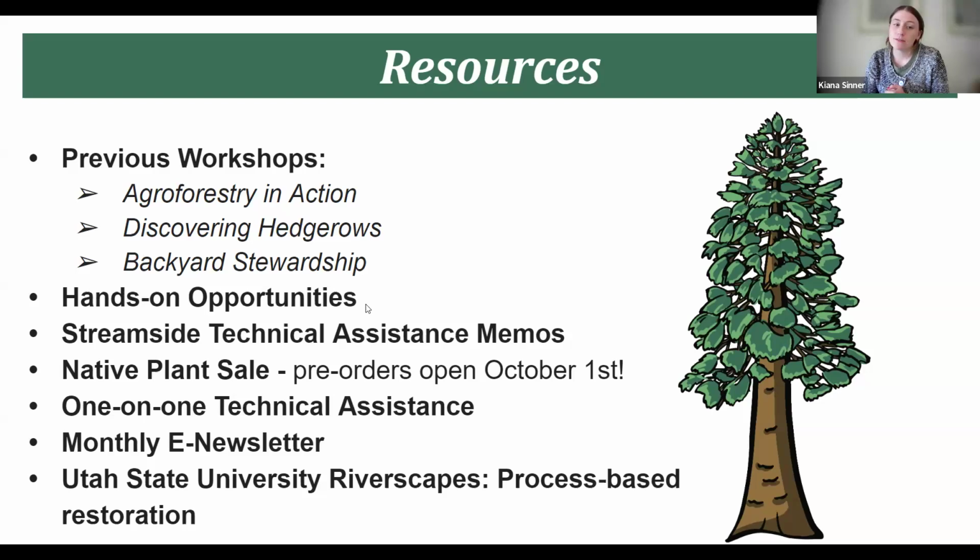Like Joey mentioned, we have a native plant sale. We actually have two. We have one that happens in the spring and one that happens in the fall. The fall native plant sale is a seed and bulb sale, and pre-orders for that open in August. Our spring sale is all bare roots, so shrubs and trees and herbaceous ground cover, and pre-orders for that open October 1st.